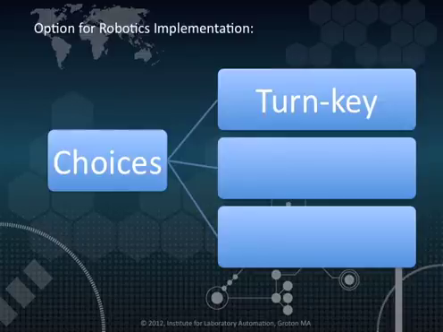When you're looking at robotics projects, there are three types of implementations that you can deal with. The first are turnkey systems, where the vendor has done all the engineering, you just put it to work. Auto samplers used with instrumentation are one example of turnkey systems.